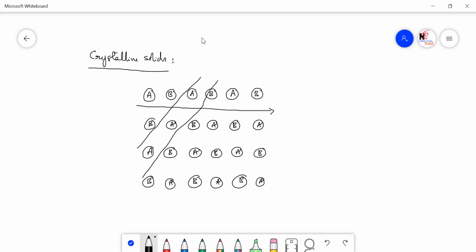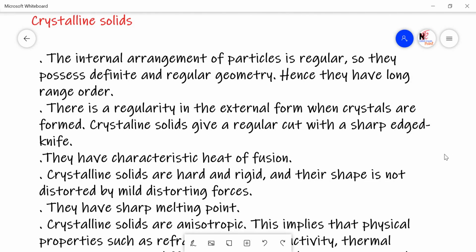So if you try to see the refractive index from this direction, it will give one type of value, and along this direction it will give another value, and along this direction it gives another value. So certain physical properties are not same for crystalline solids along all the directions due to the difference in the arrangement of the particles in different directions. So such type of properties are called anisotropic in nature. Now let us see the properties. So these are crystalline solid properties as I just discussed.